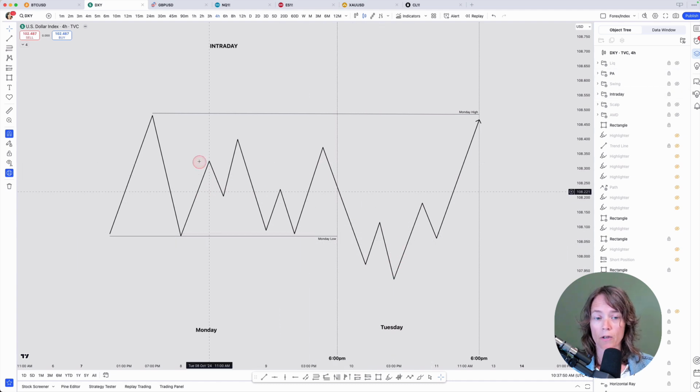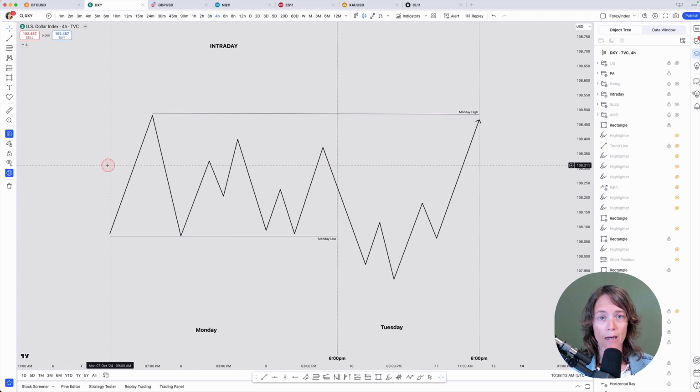Sometimes Tuesday accumulates and we get the Wednesday raid of liquidity, and then on Wednesday it starts running for that Tuesday high. So this can apply on more days than only Monday, but a lot of the times it forms on Monday. Just like a lot of the times it forms on Asia. Sometimes London accumulates, then we can get this play in New York.